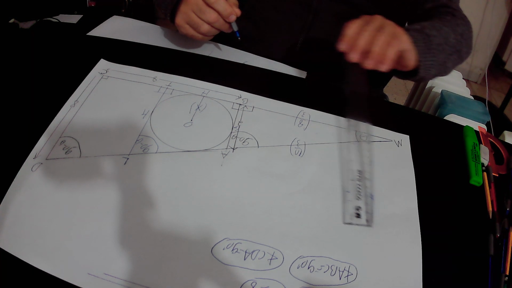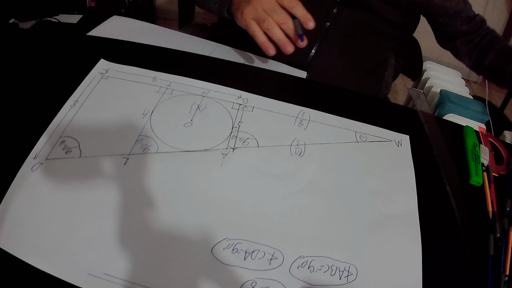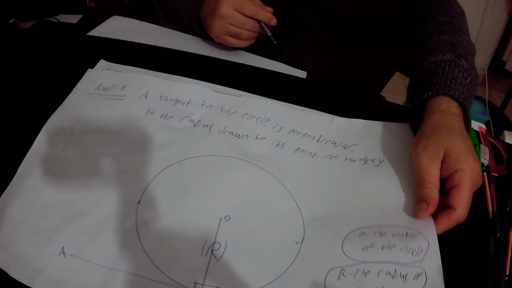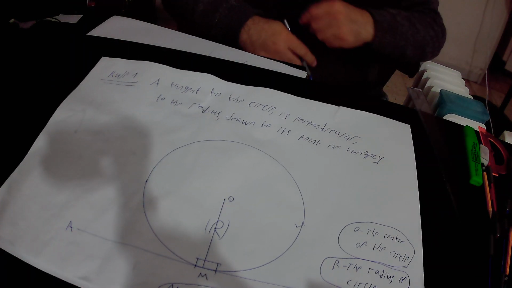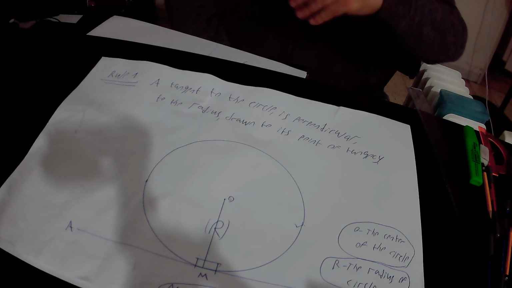Here we can implement rule 1. I'll repeat quickly on rule 1. A tangent to the circle is perpendicular to the radius drawn to its point of tangency.